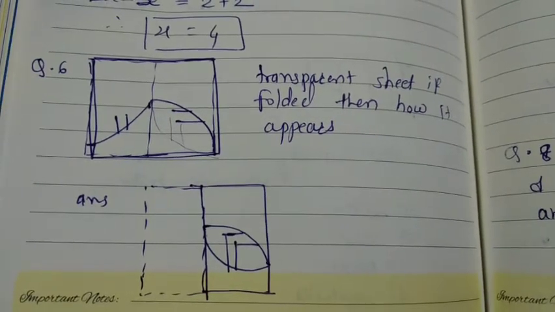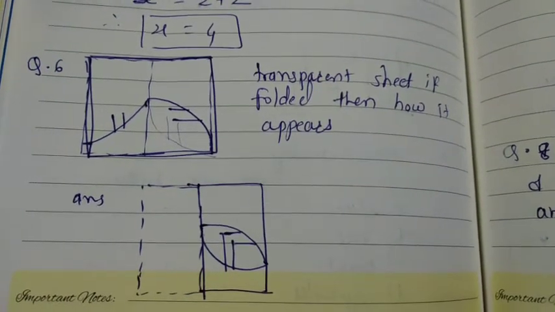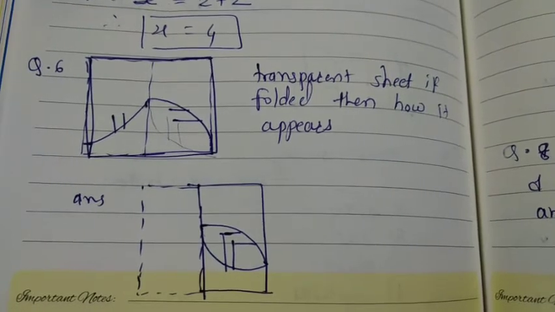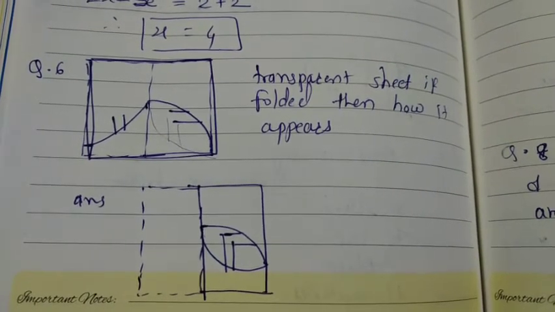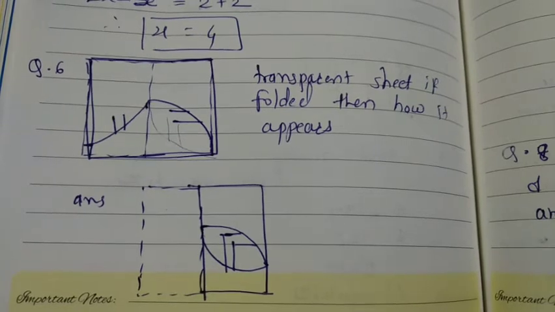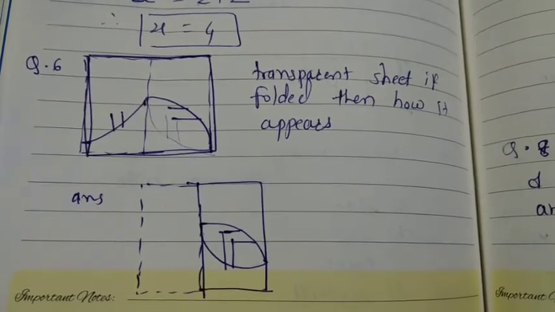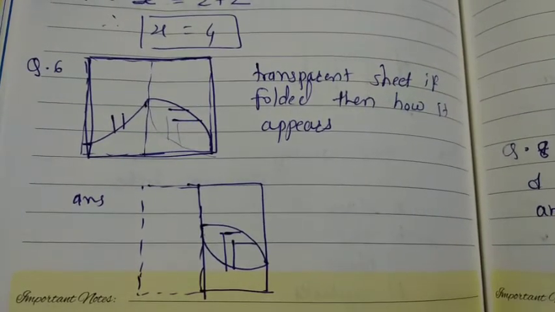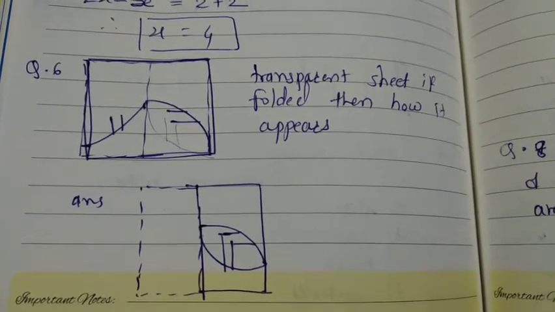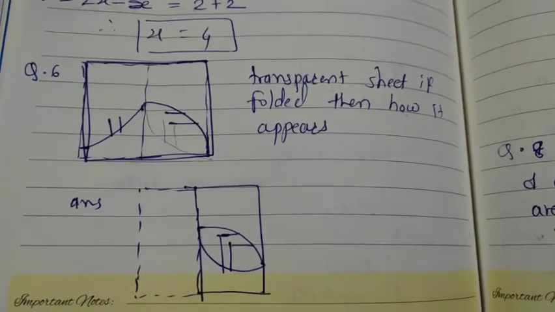The next question is, you are given a diagram which is drawn on a transparent paper. When you fold from left to right, how will the figure appear? So the correct option is drawn here. That is the correct answer.